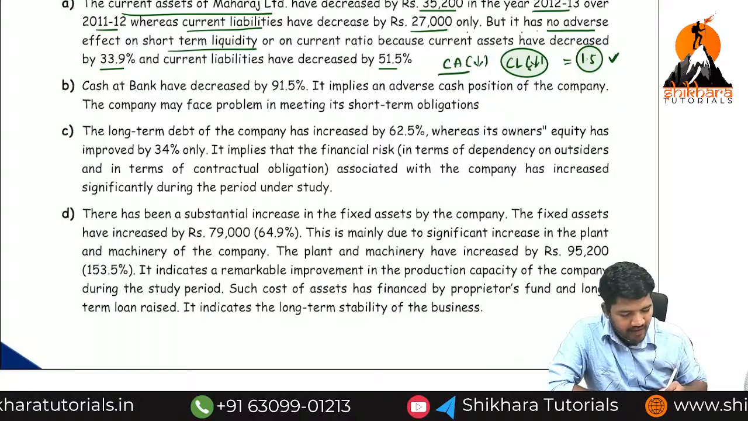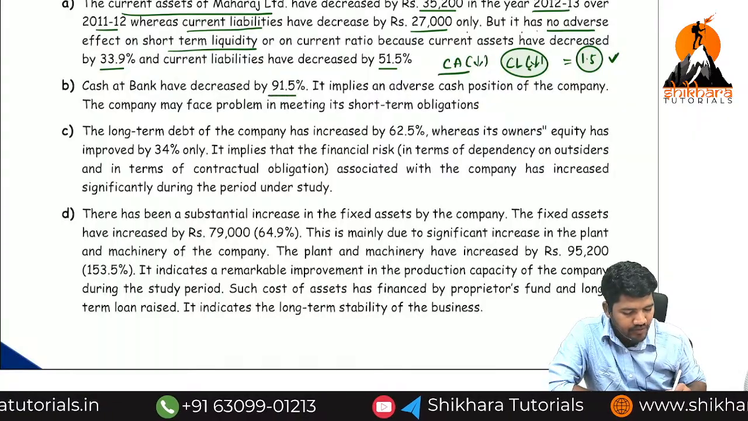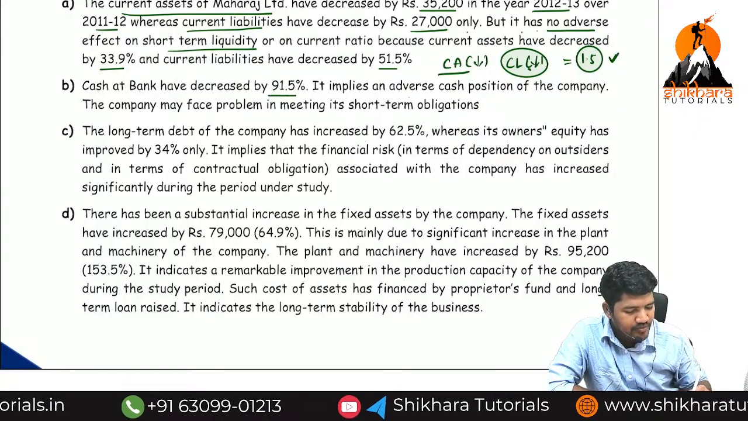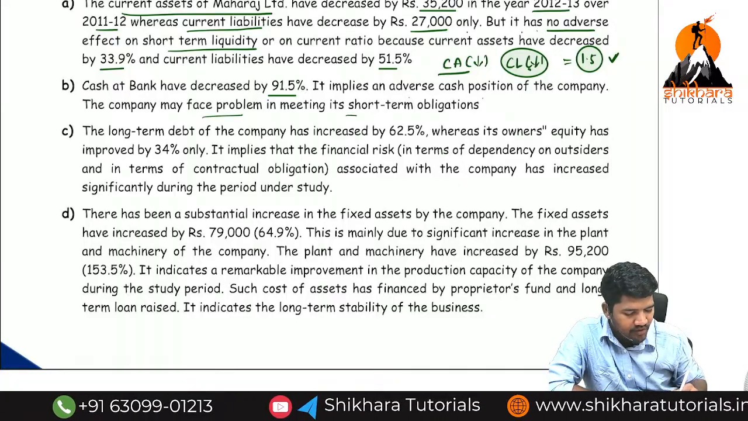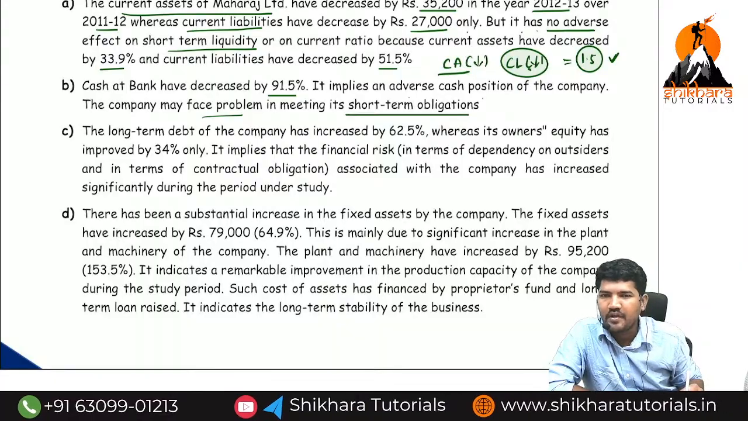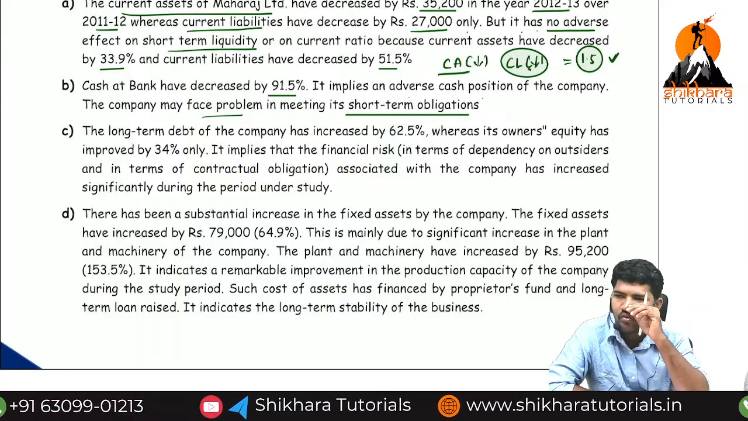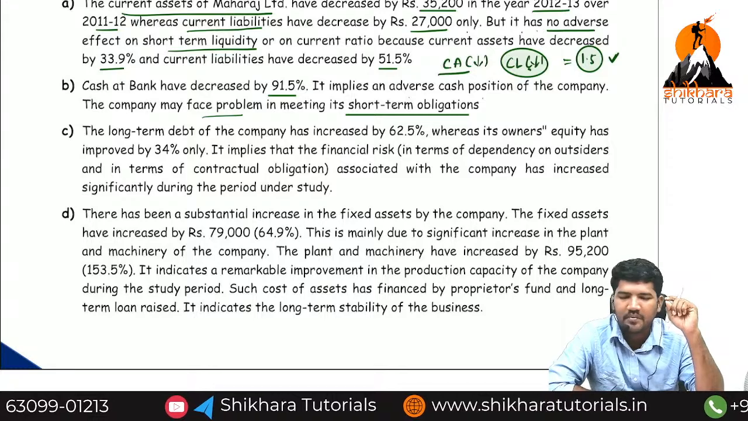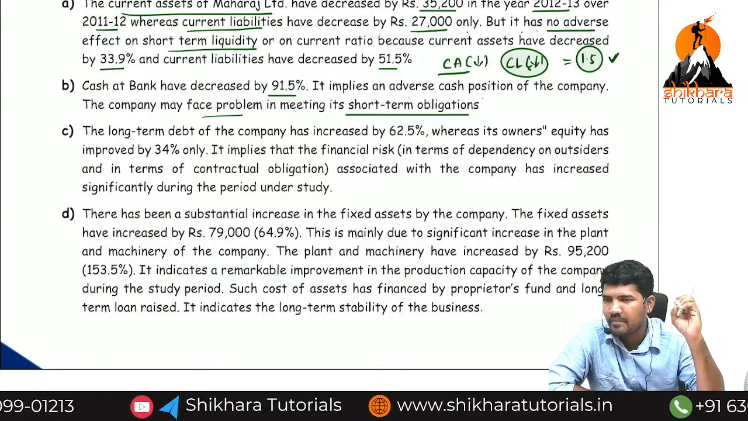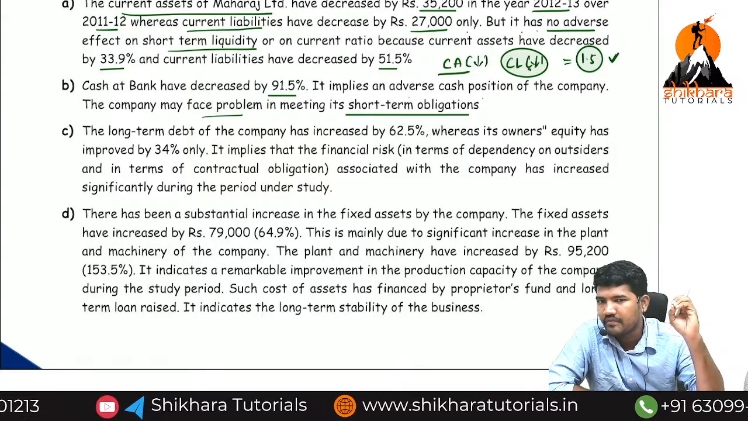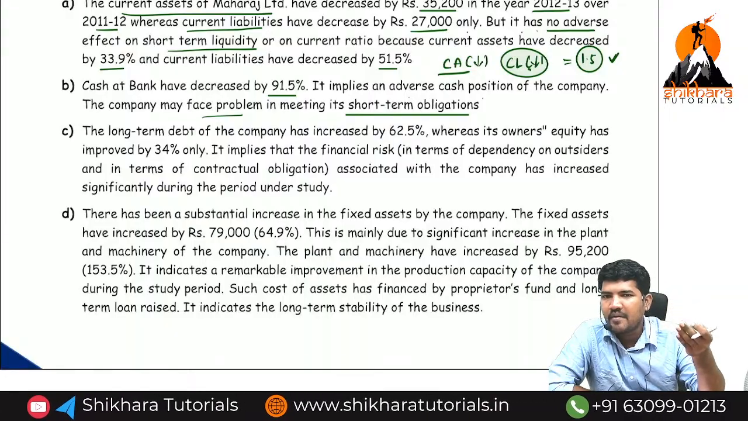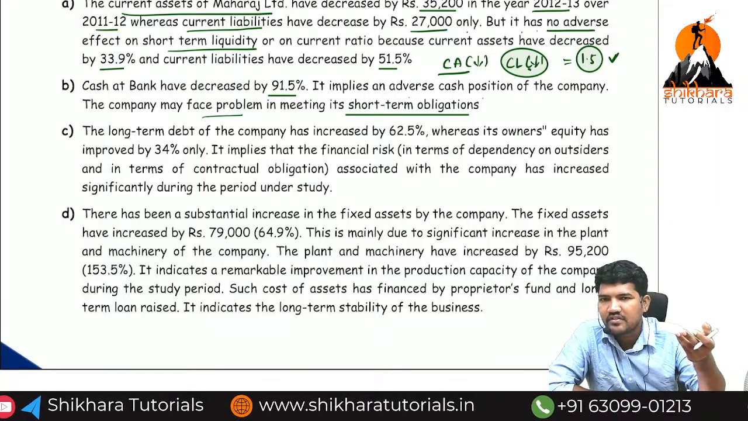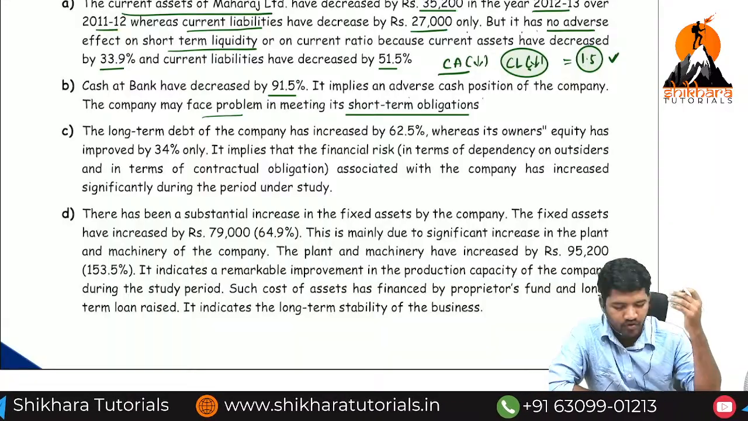The cash at bank has decreased by 91.5%. It implies an adverse cash position of the company. The company may face a problem in meeting its short-term obligations. So decreasing cash is not a good sign for the company. Are you clear? Why? Because if a creditor comes and asks for the money, how will you settle? Yes or no, sir? Okay, done.